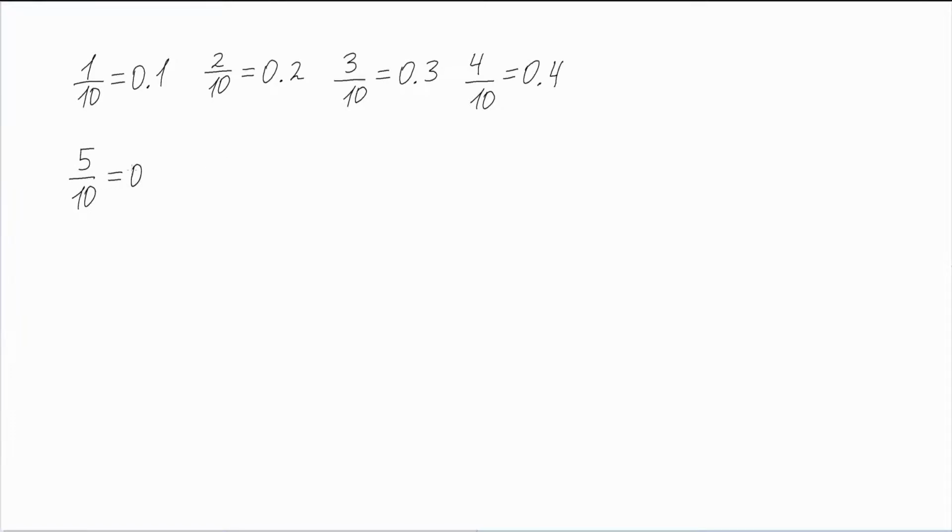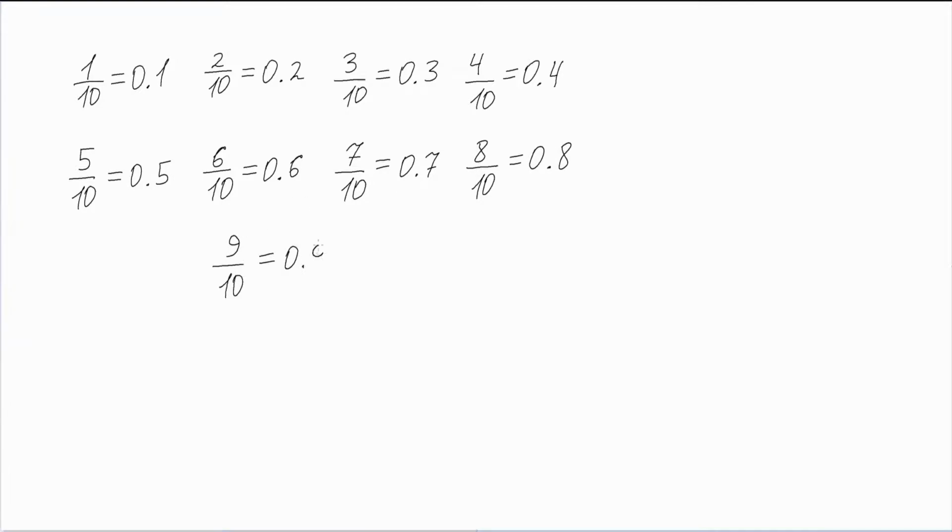I'm sure you know the decimal equivalency of the 10 in the denominator. So I'll just quickly write them down so you can see the pattern. So here's the decimal equivalency of fractions with the denominator of 10.